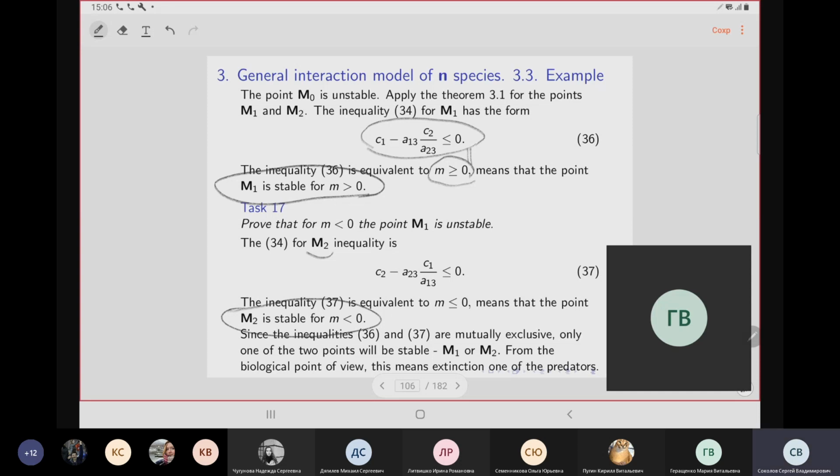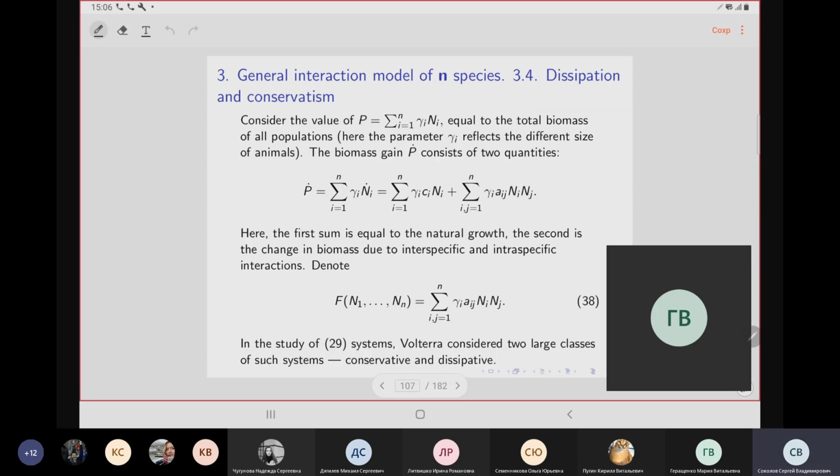What is next? A bit more general case. We considered only the situation when the matrix A was skew-symmetric. Now the general case.